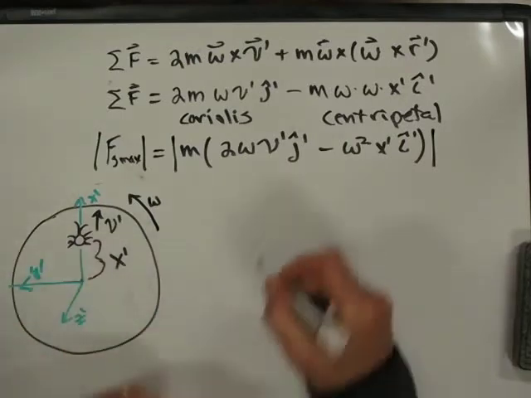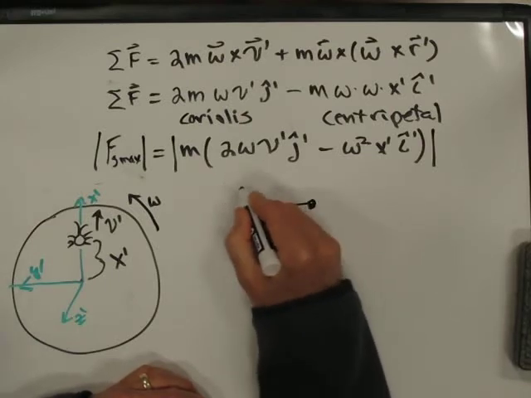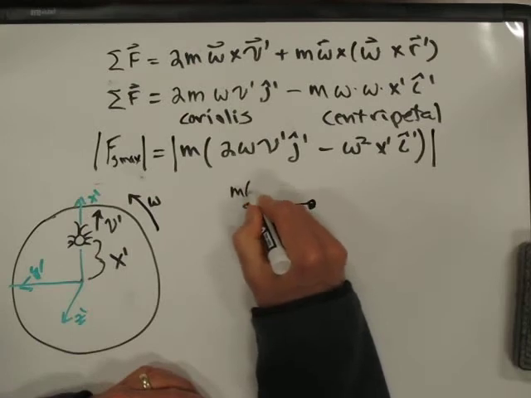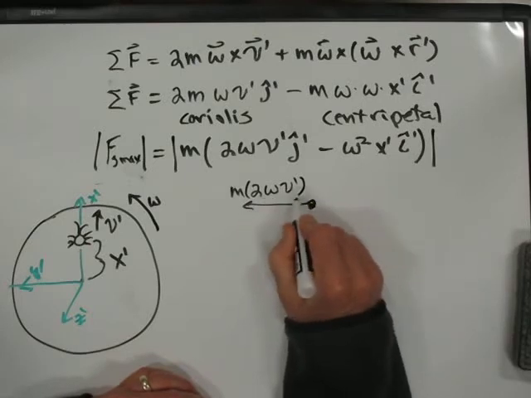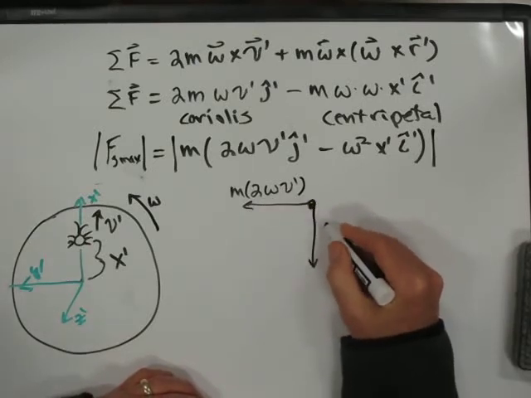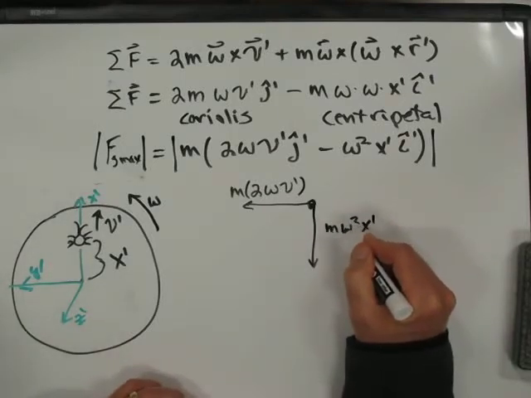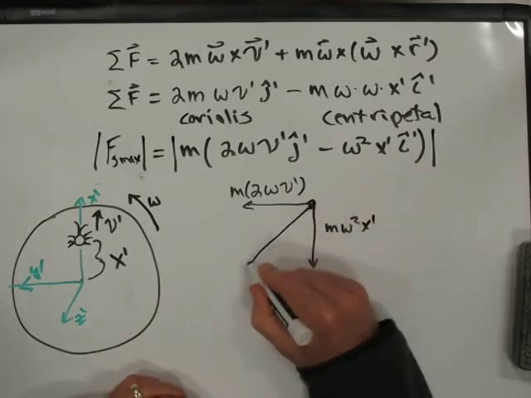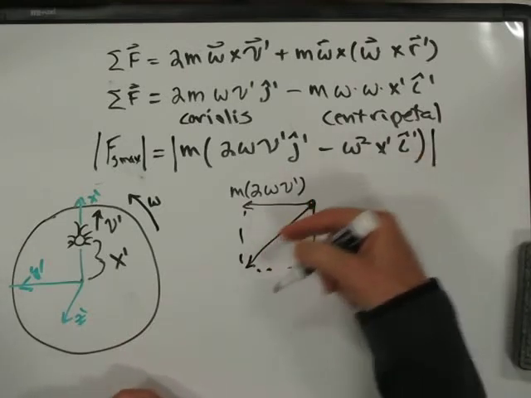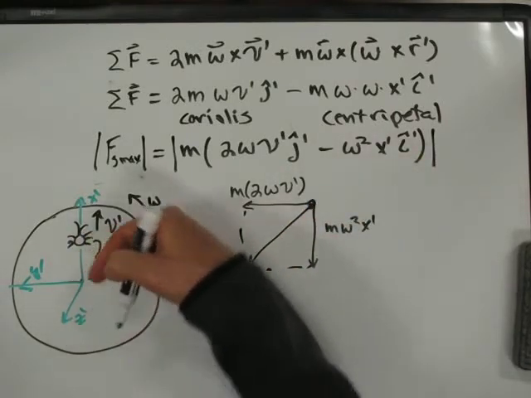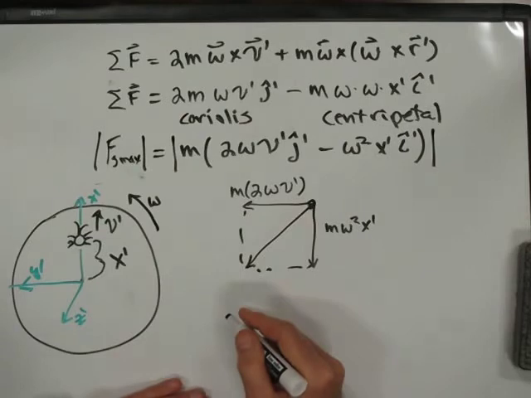So if I draw the bug here, if I do a little free body diagram for the bug here, he's got an acceleration this way, right? He's got m times 2 omega v prime in this direction, and that's mass times the acceleration, and he's also got a centripetal acceleration, which is m omega squared x prime. And so the magnitude of those two is the diagonal of the box made by those, right? And that's what the force has to be. Since the bug is being accelerated this way and this way, the net force on it has to be this way, and so the maximum value of that has to be this.